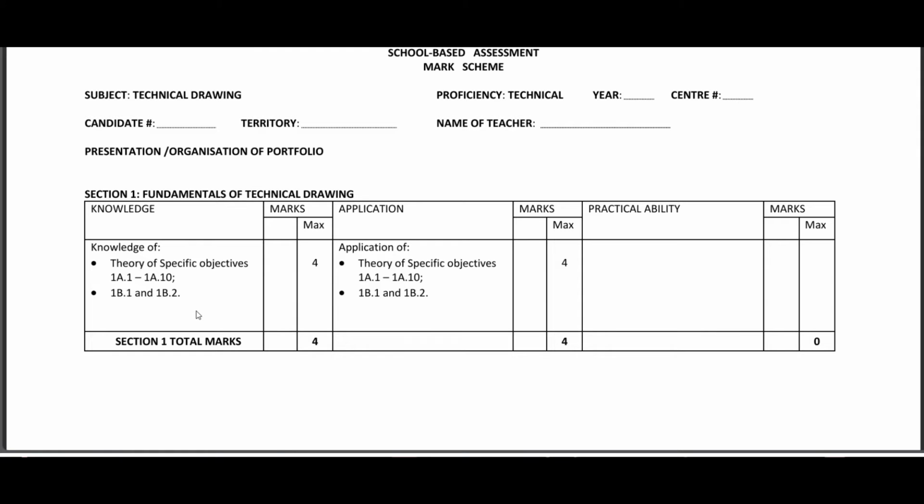Each teacher will give their students different things based on the objectives that they want to cover, because it could be anything from point 1 to point 10 in the objectives. Once you have those done and it is done appropriately, you will get all 8 marks.